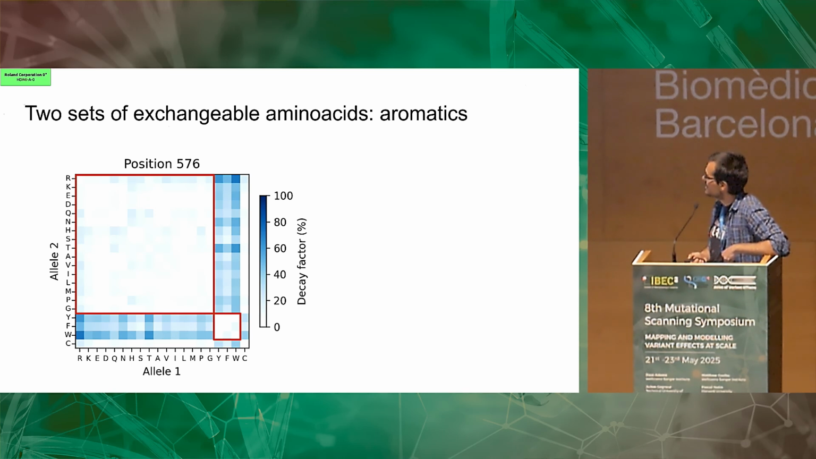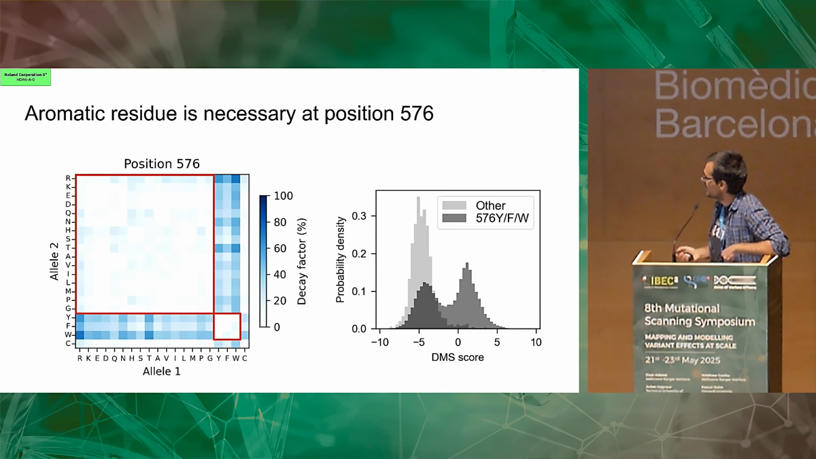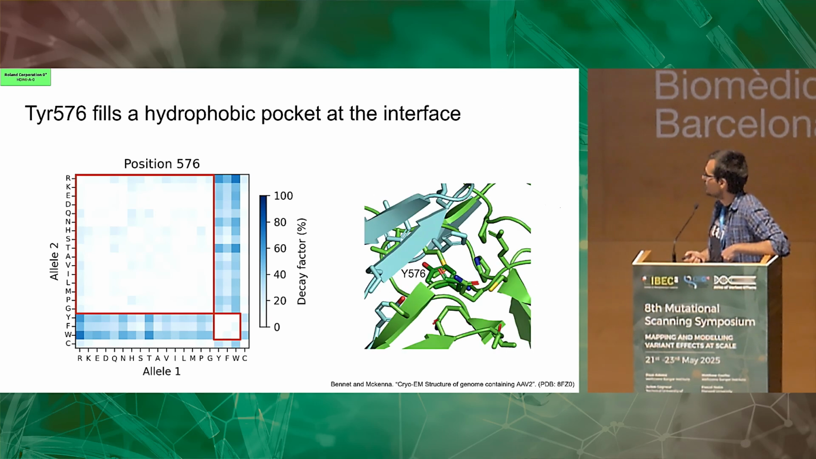And these clusters are defined based on whether they are an aromatic residue or not. Again, we can see that the aromatic residues are required for functionality here. And when we look at the structure, we can see that the wild-type tyrosine is filling this hydrophobic pocket at the interface between 2 monomers. So it can be replaced by other aromatic residues, but not by any other amino acid.